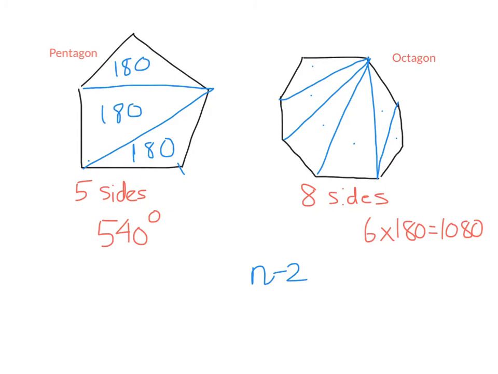Each of these triangles has angle sum 180. So I can just multiply that by 180, and that is the angle sum of any polygon: 180 times n minus 2, where n is the number of sides. This will help us find unknown angles in polygons.